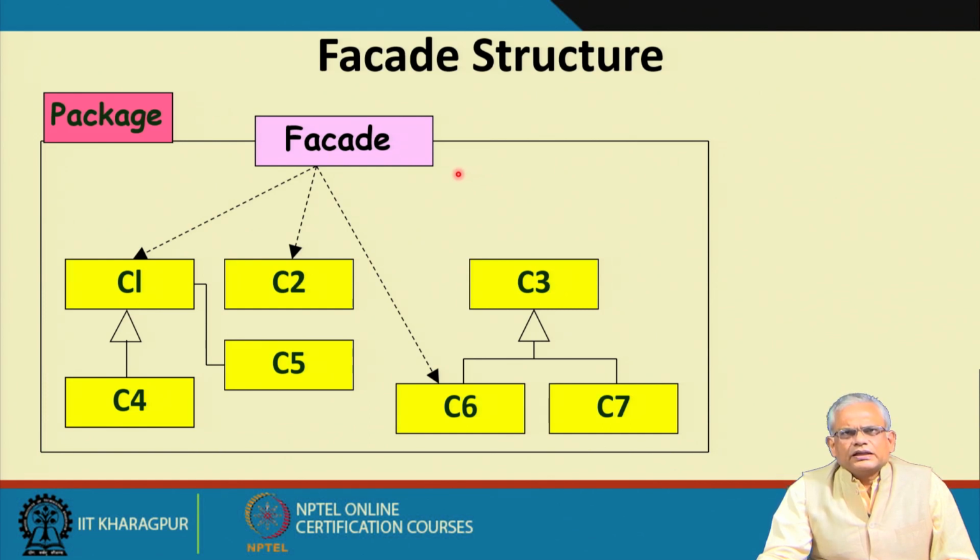Typically, for every service package, we have to create a Facade class, and internally the different server classes might be related in various ways among themselves. For example, there is inheritance here, association here, inheritance here, and so on. Now, depending on the request of the client, the Facade class knows which classes to contact and get the result.